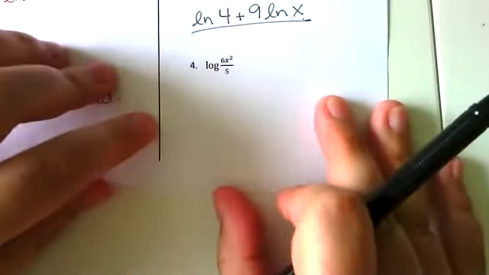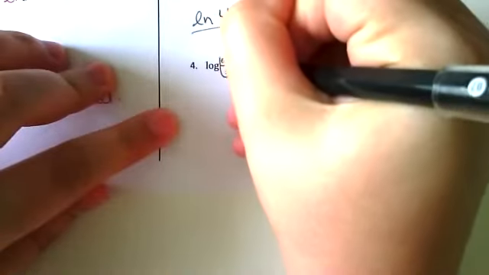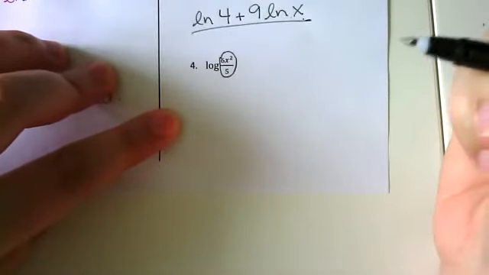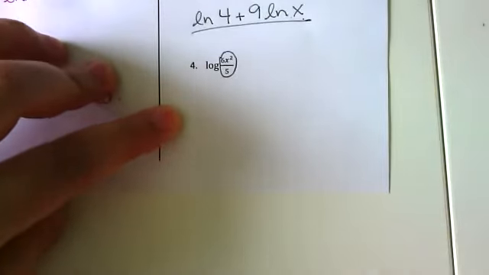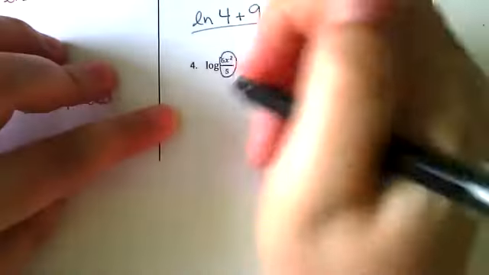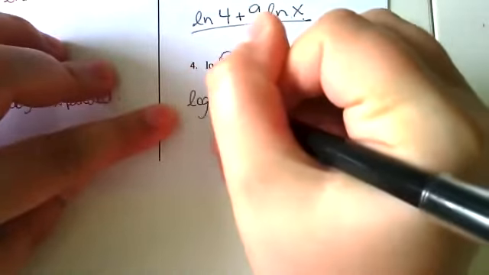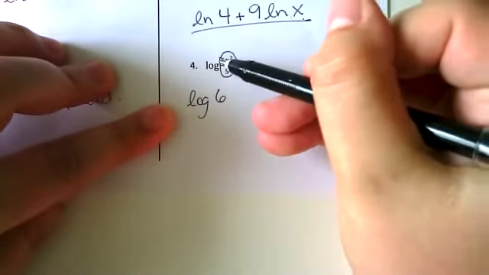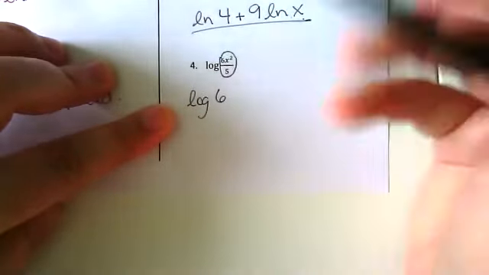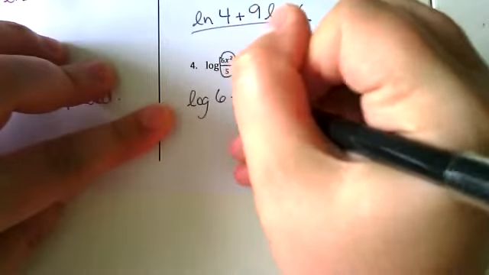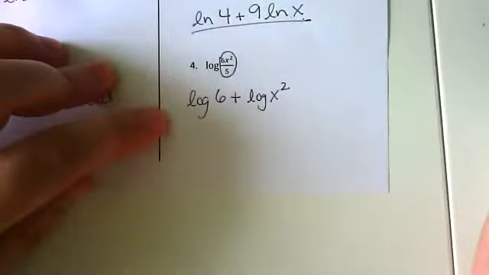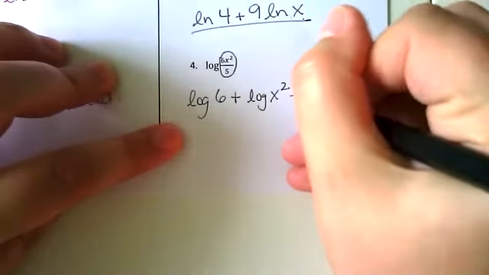Okay, last one. We have 3 terms here. This one is the hardest one because you're using all of your rules together. So the biggest thing here is you have to remember what your rules are. So we have our log, and we have 6. That's our first term. Okay. Then we have the x squared. The 6 and the x squared are being multiplied together. So I'm going to turn that into addition. The 5 is being divided, so I'm going to turn that into subtraction.